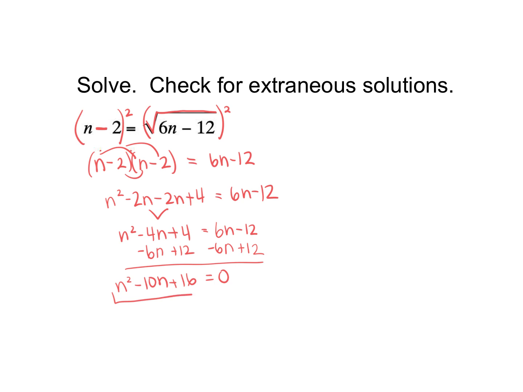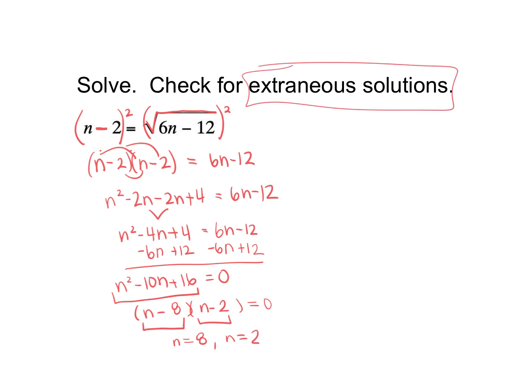And now this side right here, I can factor. When I factor this, I get n minus 8, n minus 2. I'm going to get n equals 8 on this one, n equals 2 on this one. And remember, we have to check for extraneous solutions. We need to make sure the right-hand side and the left-hand side equal each other. And we did introduce an n squared or x squared, so we definitely have to check because one of these could be wrong.